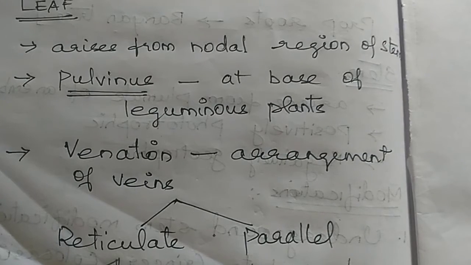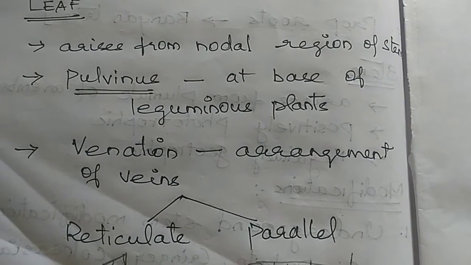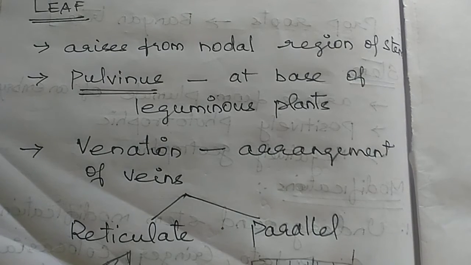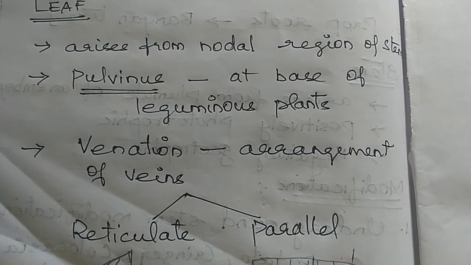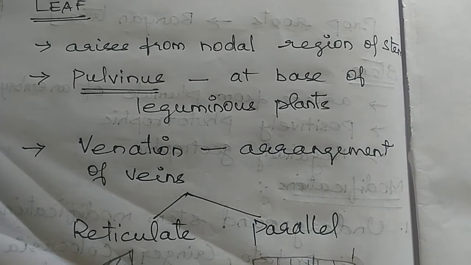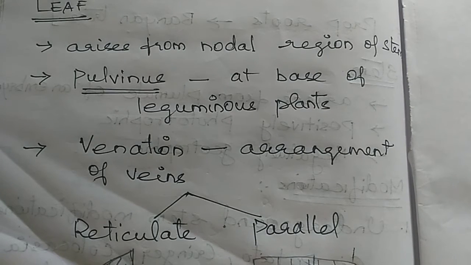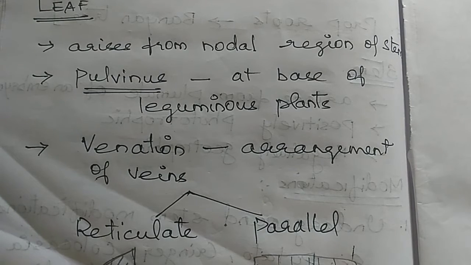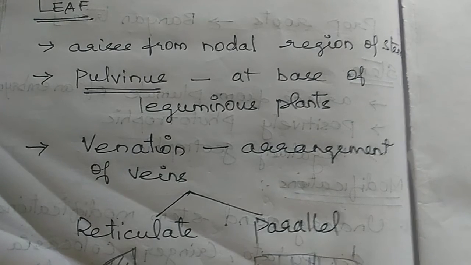And the next one is leaf. So the leaf arises from the nodal region of the stem, and there is a term known as pulvinus. So what is meant by pulvinus? It is a swollen portion found at the base of the petiole in leguminous plant varieties. So only in leguminous plants can we see the pulvinus.